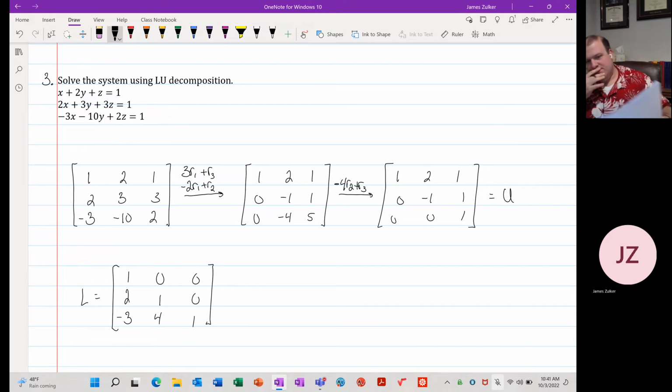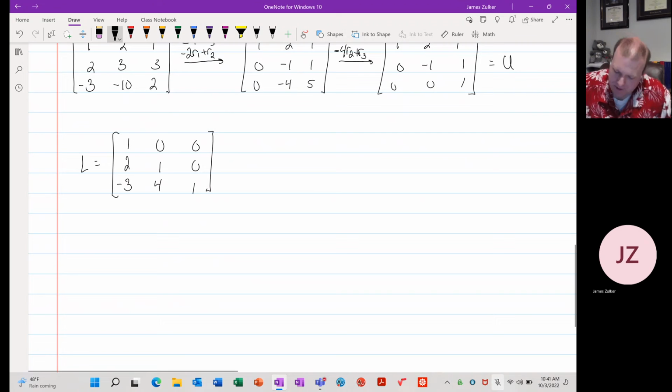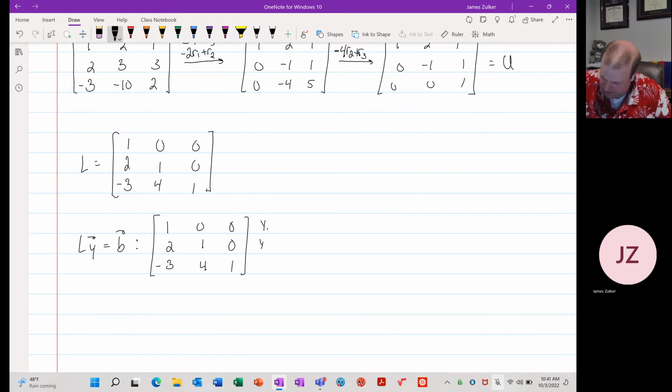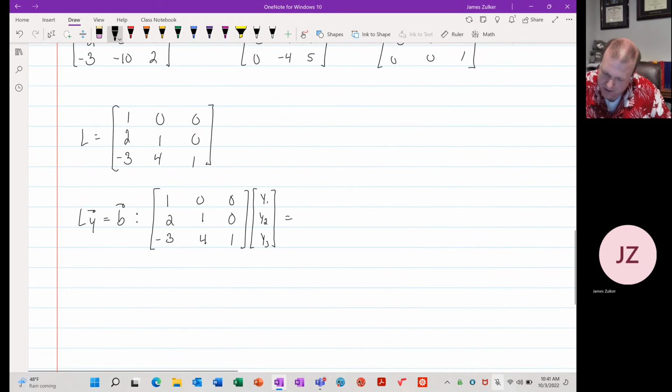Now what we want to do is solve this system for Y, right? Well, we have our L, right? There's our Y vector, and then our B vector, our constant vector. We look back, it's all ones.